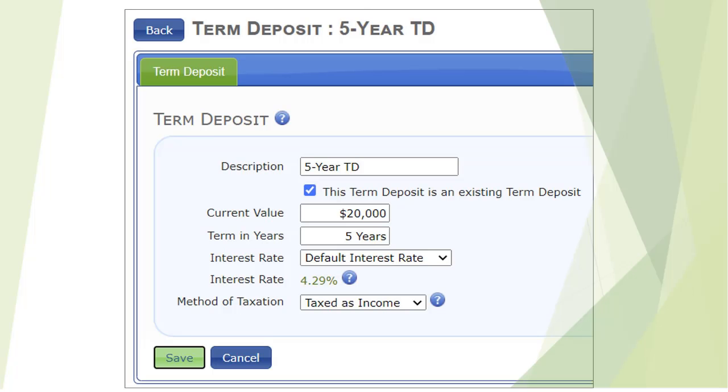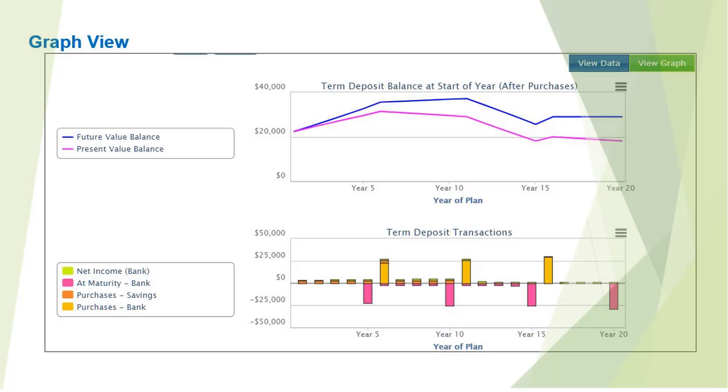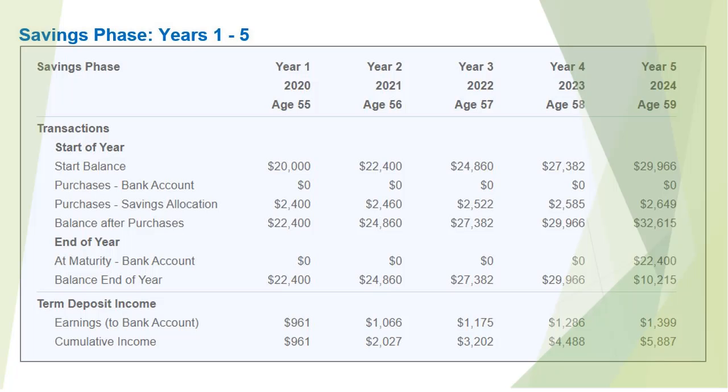For this term deposit, the account already has an existing 5-year term deposit. Additional term deposits of $20,000 are purchased from the transaction account in years 6, 11 and 16. If the term deposit is an existing term deposit, the value of the term deposit will be displayed as an asset at the start of the year before annual transactions. If the term deposit is purchased in year 1, the value of the term deposit will be displayed in the value of assets at the start of the year after annual transactions.